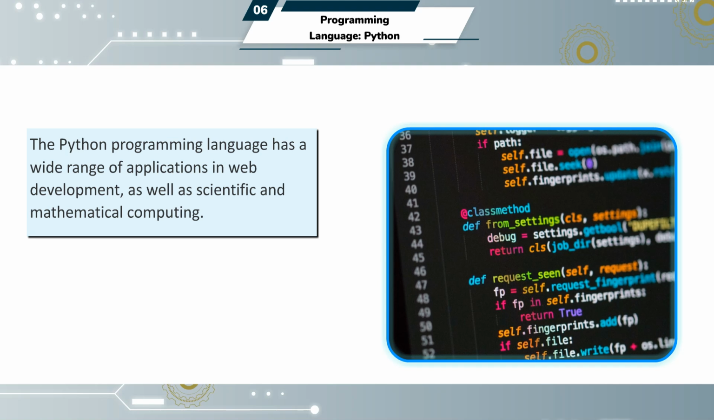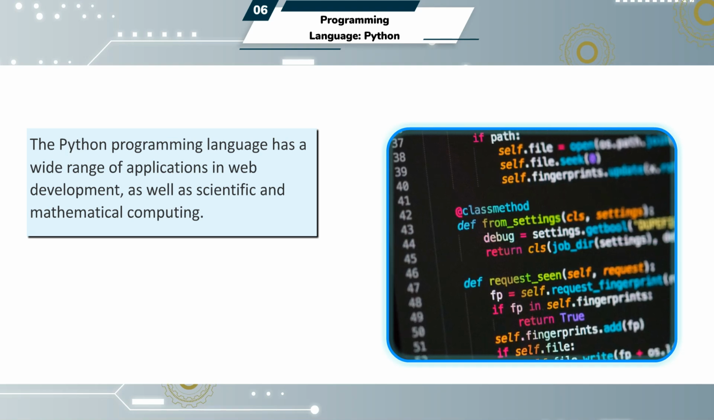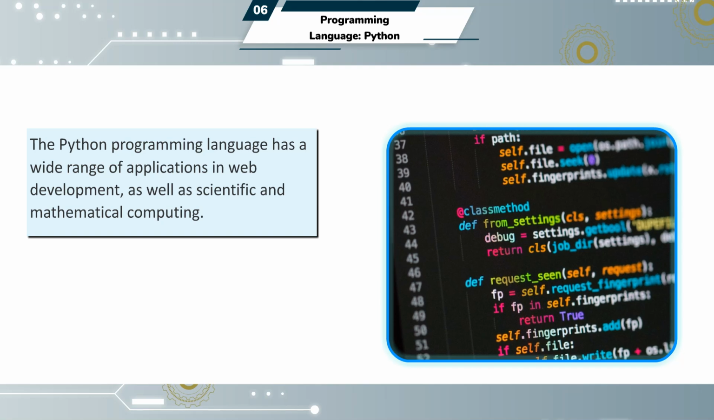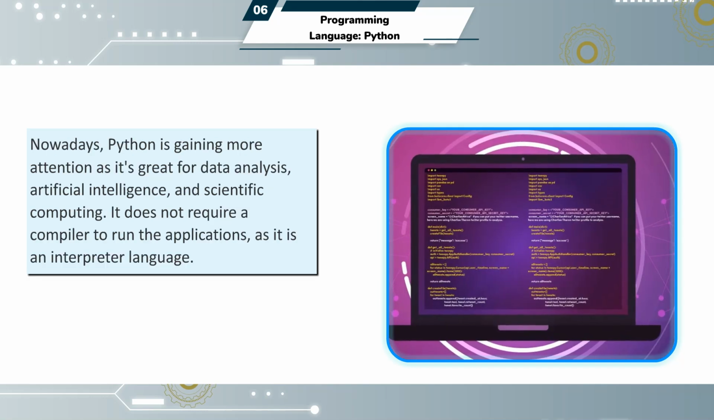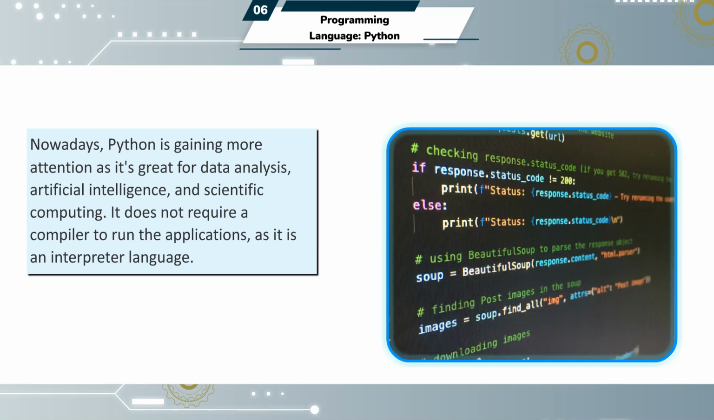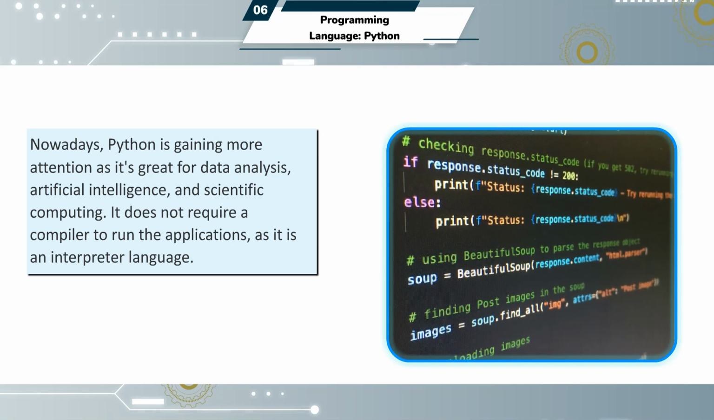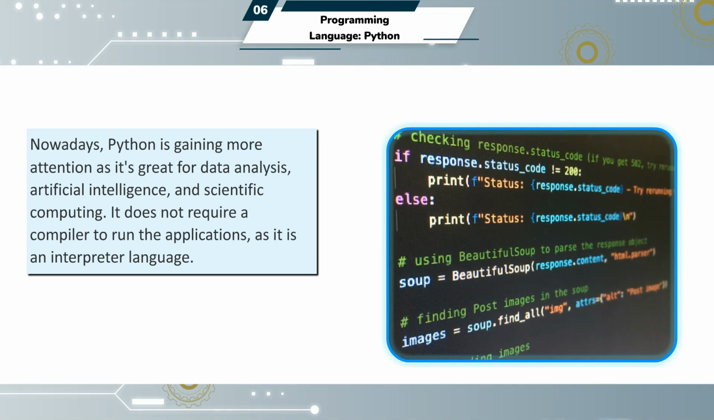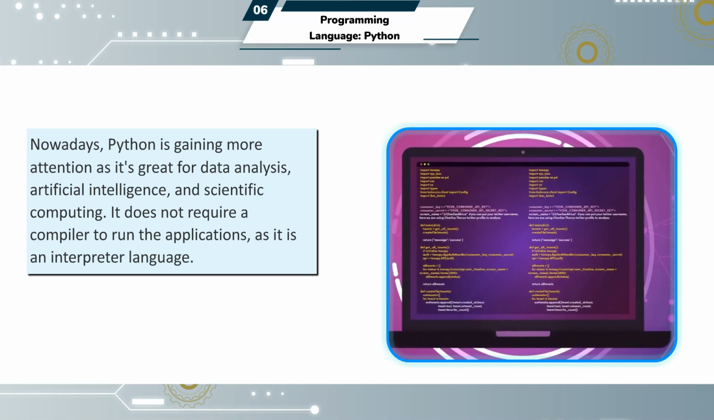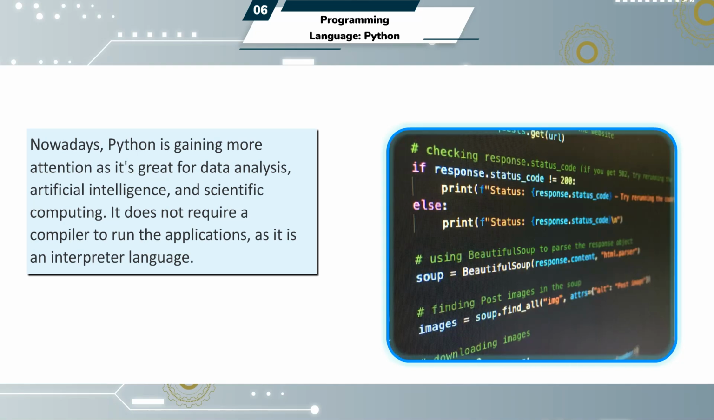The Python programming language has a wide range of applications in web development as well as scientific and mathematical computing. Nowadays, Python is gaining more attention as it's great for data analysis, artificial intelligence, and scientific computing. It does not require a compiler to run applications as it is an interpreted language.